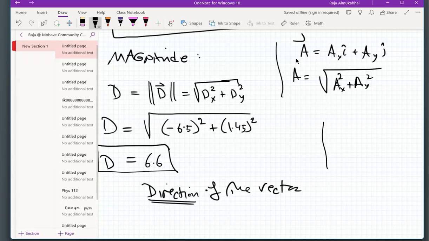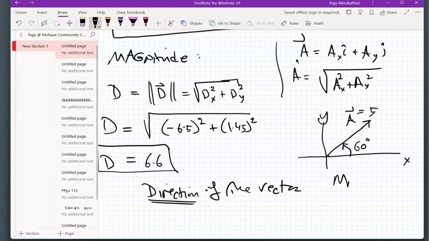For example, in general, let's say I have x and y like this. Let's say I have a vector, let's call it A here. Let's say the magnitude of it is 5, and let's say the angle with respect to the x-axis is 60 degrees. So we say the magnitude of the vector is 5, and the direction is equal to 60 degrees WRT x-axis. WRT means with respect to the x-axis. So this is basically the direction. Well, we don't usually say it is north, east, or southwest, or something.